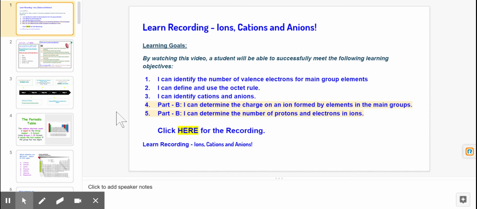This is your Learn Recording, Ions, Cations, and Anions, Part B. By watching this video, a student will be able to successfully meet the following learning objectives.